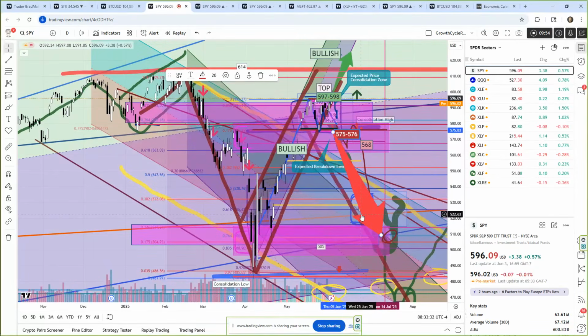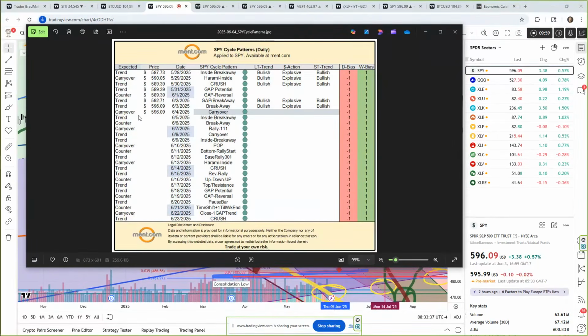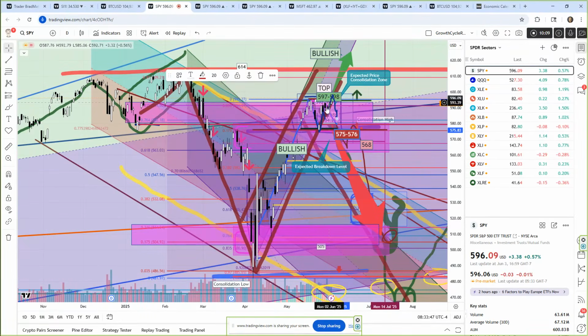Okay, the cycle pattern for today is a carryover. In carryover mode, we are in bullish explosive trending, bearish daily bias, bullish weekly bias. That would align fairly solidly with a potential upward trend today, unless we get some really weird news.